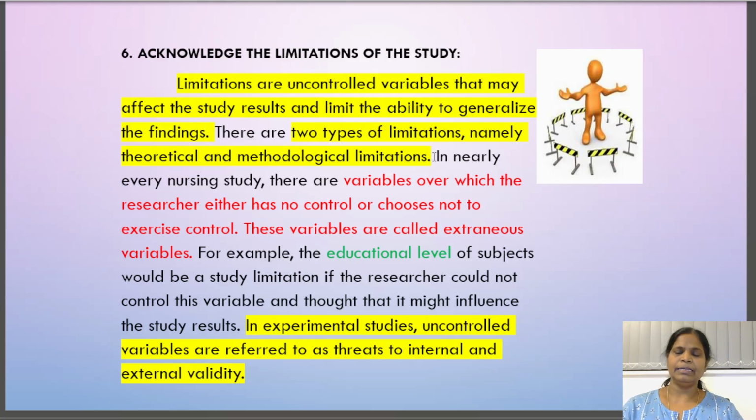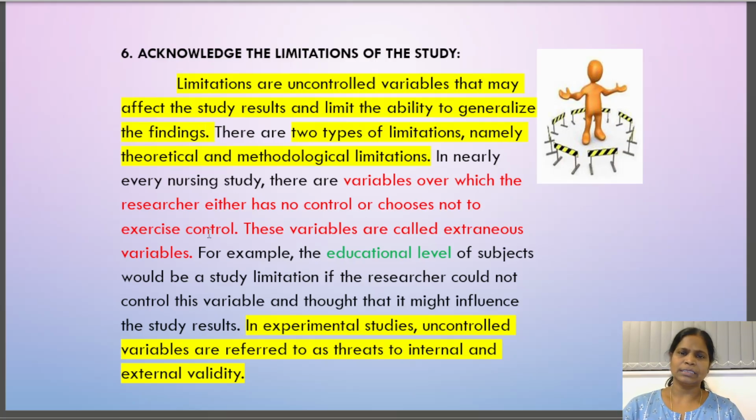Now, delimitations means where the researcher sets for himself, I am going to do my study on this population, select my sample in this area, limit my sample size to this. These are certain things that you do. Delimitations. But coming to limitations, you may not expect them to come up when you're doing certain studies. So there are two types, namely theoretical and methodological limitations.